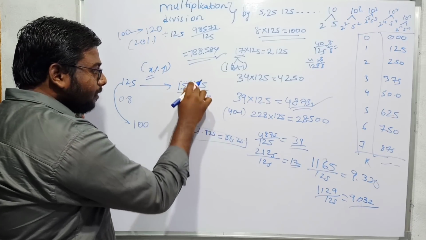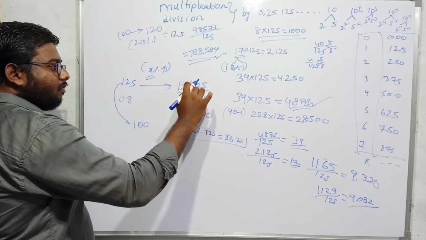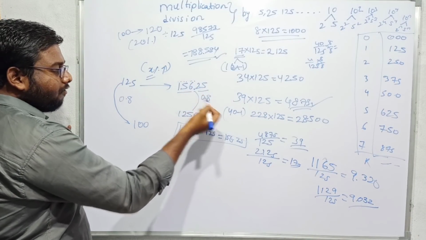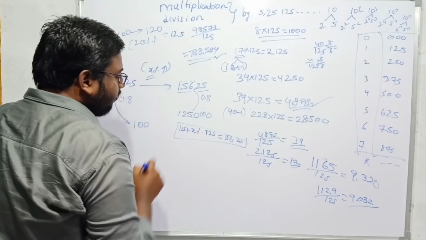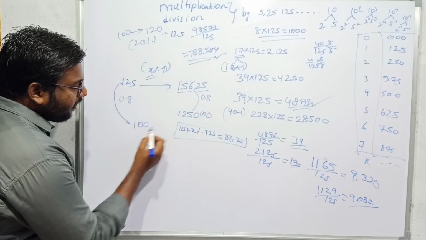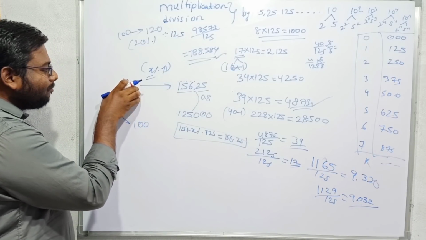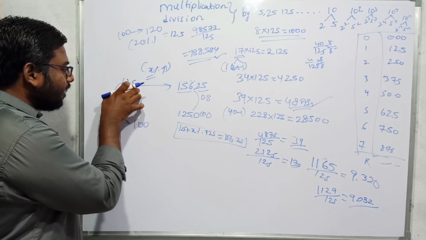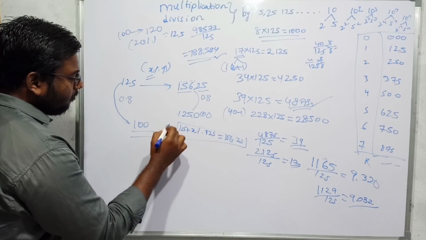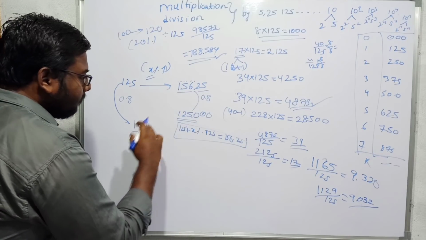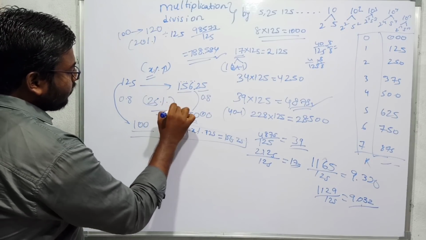And last two zeros now, because 25 into 8 is 200, so last two zeros. Points: two digits after the point in 15625, one digit after the point in 0.8, 2 plus 1 is 3. So the point will be placed three digits from the end. So 100 became 125, that means we multiplied with the same ratio, 0.8. We made this into the form where 100 became 125. That means an increase of 25% took place in this problem.